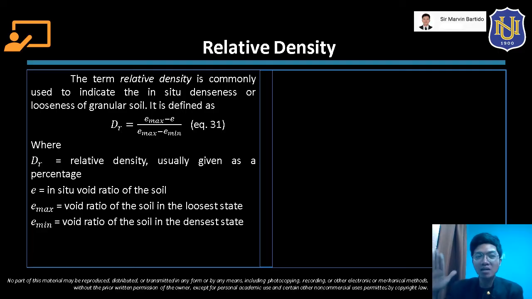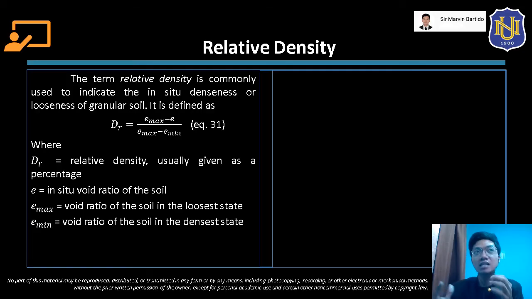So class, kapag na-applyan ng load yung lupa na yun, ano yung mangyayari? So class, ang mangyayari is magmo-move yung soil particles. Di ba? Magmo-move siya kasi meron siyang space para makapag-move siya kasi nga may mga void. Maraming voids rather. So dahil marami yung voids class, yan ay magmo-move. So magse-settle class yung lupa. Class, kapag nag-settle yung lupa, yung structure magse-settle din siya.